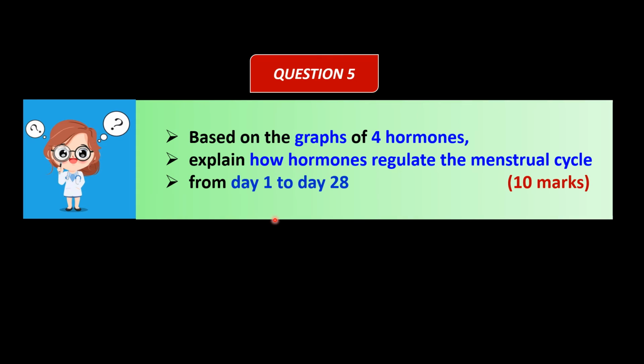Now lastly, let's discuss the answer to this question. Based on the combined graphs of four hormones, that is FSH, LH, estrogen, and progesterone, explain how hormones regulate the menstrual cycle from day 1 to day 28. 10 marks. So we need a detailed explanation.